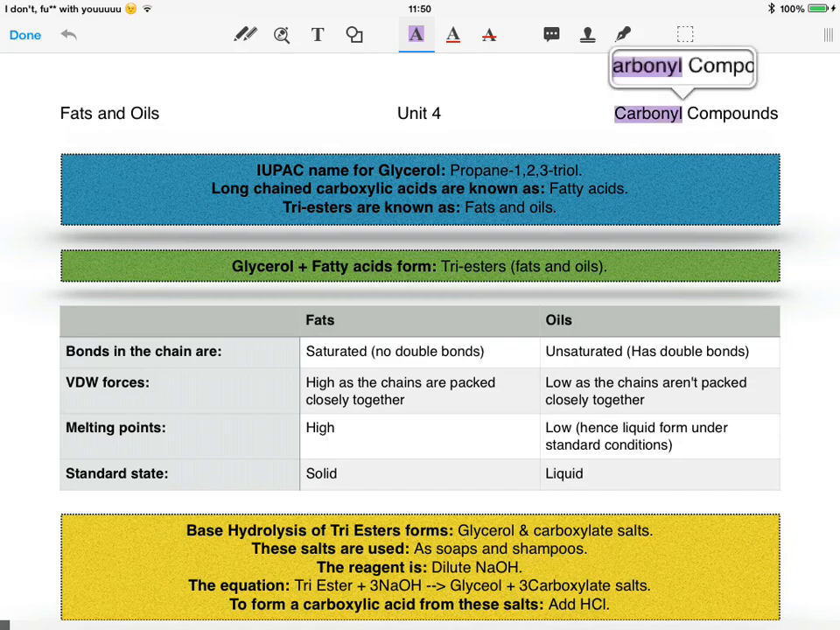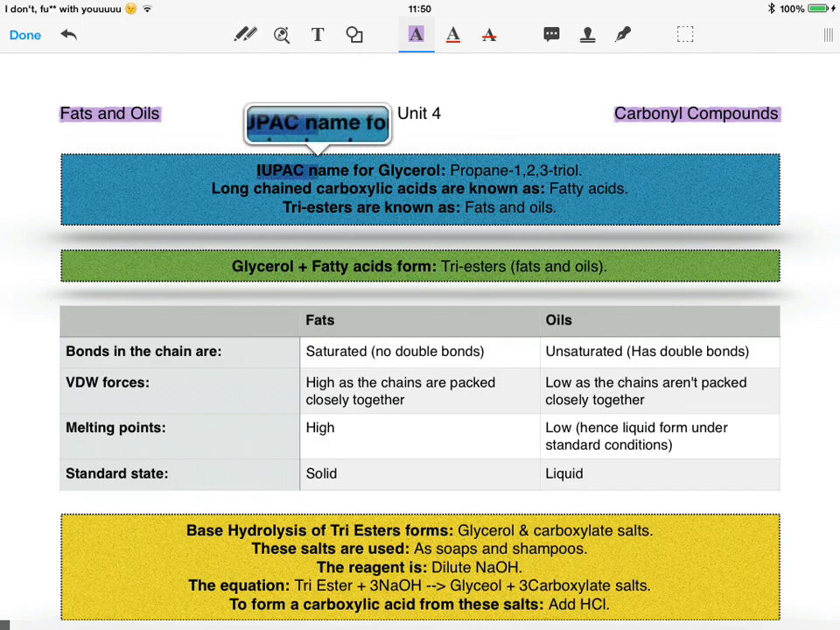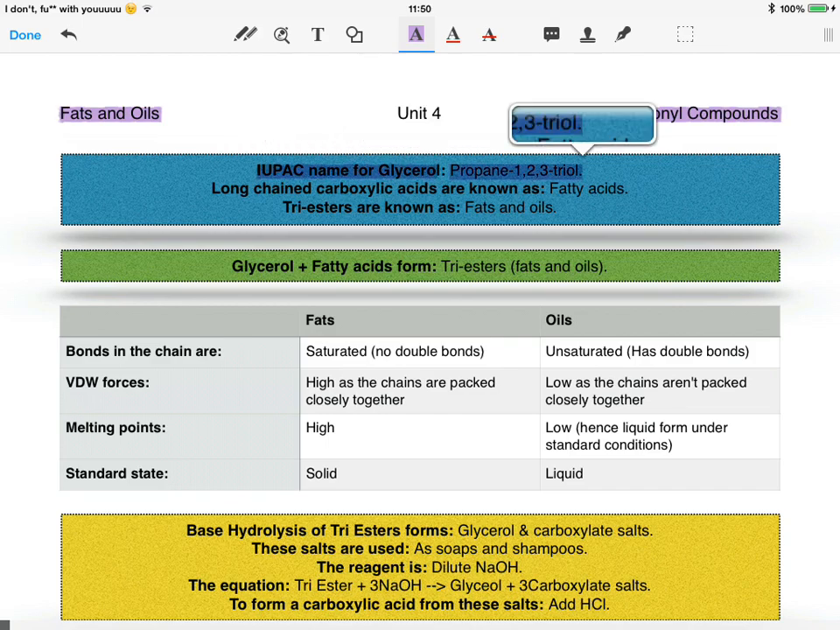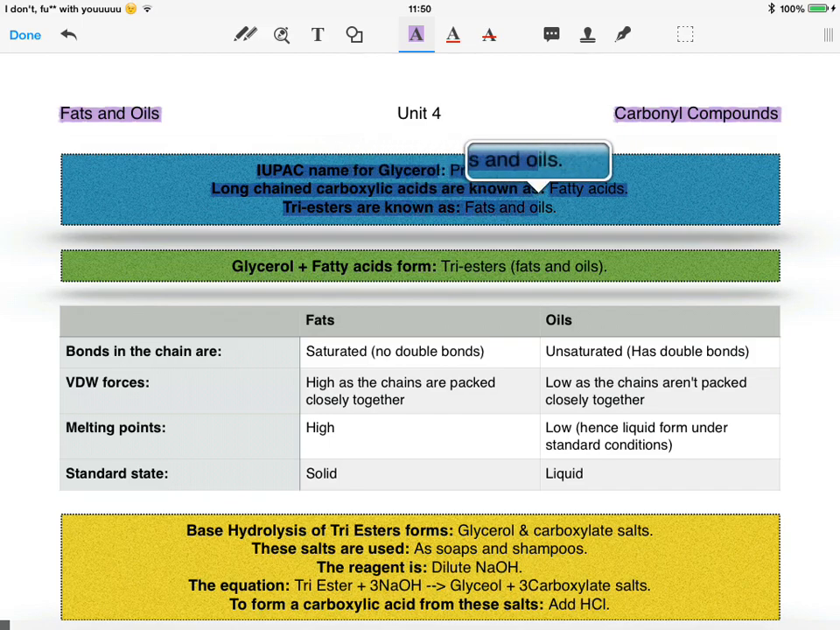Going to be on the carbonyl compounds, and this time it's the fats and oils. So the IUPAC name for glycerol is propane-1,2,3-triol. Make sure that you have the E when you write this down because it's normally underlined. Long-chain carboxylic acids are known as fatty acids, and triesters are known as fats and oils. So glycerol plus fatty acids, which are long-chain carboxylic acids, form triesters, also known as fats and oils.